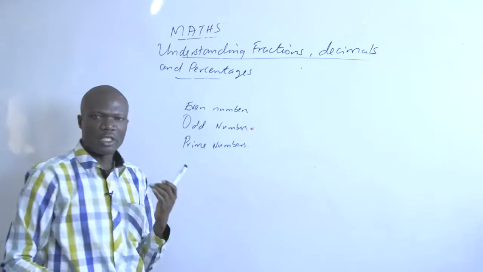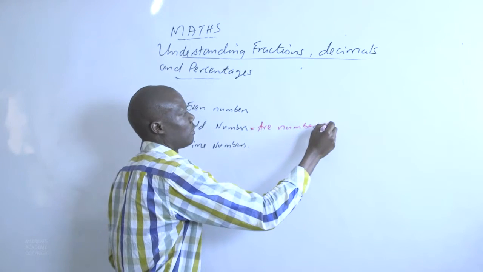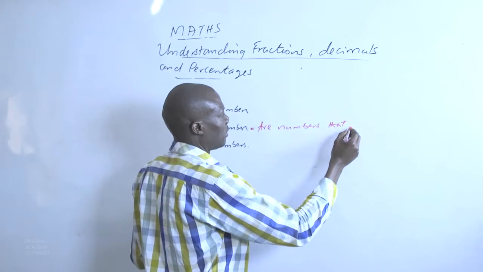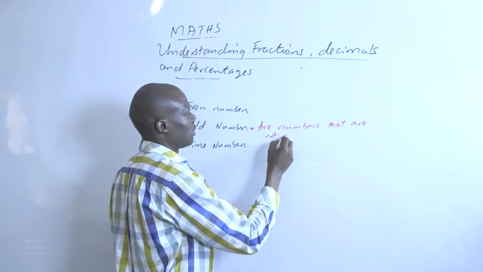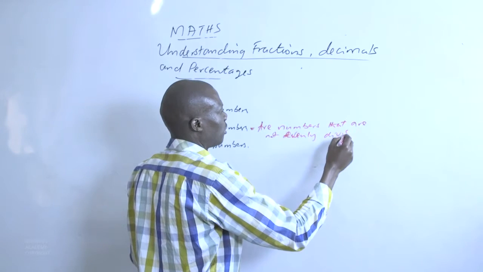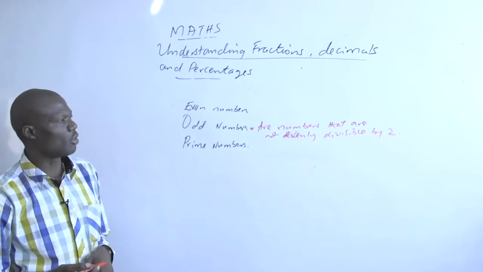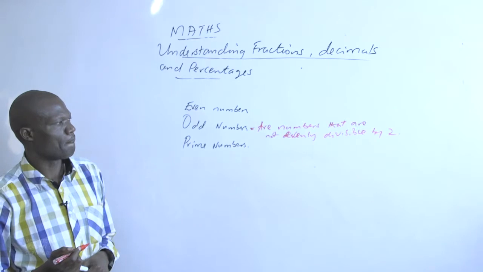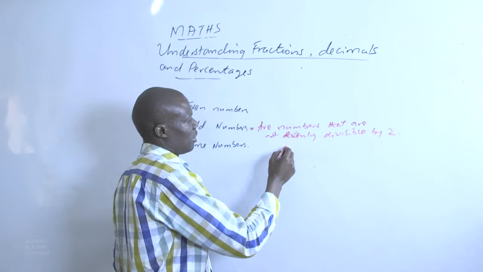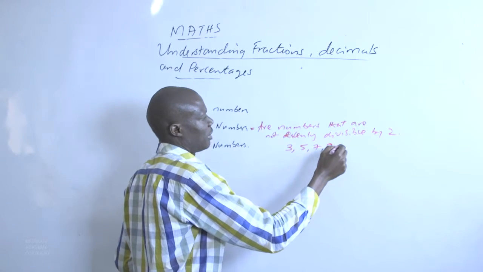Odd numbers. These are numbers that are not evenly divisible by 2. Or whenever you divide by 2, there is always a remainder. Examples of these numbers are numbers like 3, 5, 7, 9, 11.